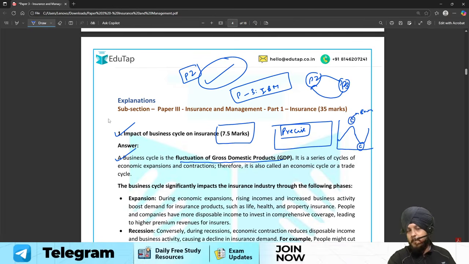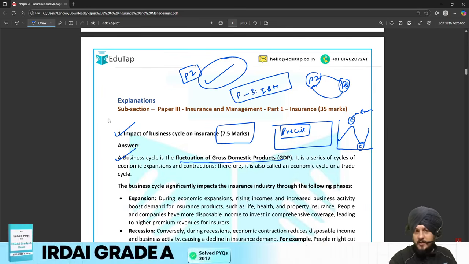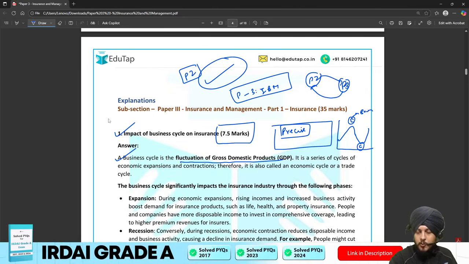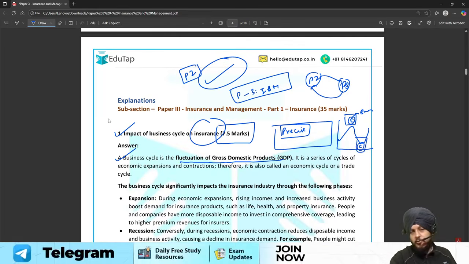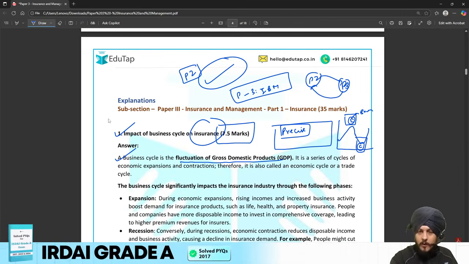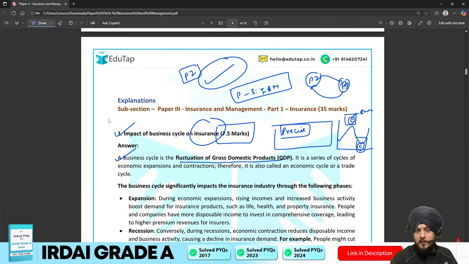In the period of expansion, what is going to happen? The country is performing very well. The economic activity in the country is performing very well. Based on that, what is the impact on the insurance sector? That is what has been asked in this question. You have to talk about the expansionary phase and also the contractionary phase. Now in the case of the expansionary phase, what happens? The economic growth of the country is performing well.